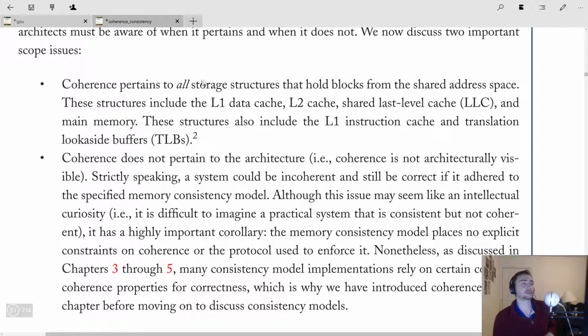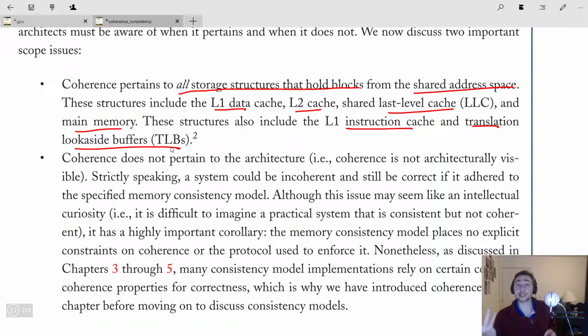So, the scoping issue is that coherence pertains to all storage structures that hold blocks from the shared address space. So this includes the L1, the L2, the last level caches, and main memory. These structures also include the L1 instruction cache and translation look-aside buffers, right? Fundamentally, instructions are just things stored in memory, so they're going to be reliant on that as well, and also the memory translations that we have in the TLB. So coherence is something that deals with every single level because these values can exist at every single level, so we need to make sure they're valid at every single level.